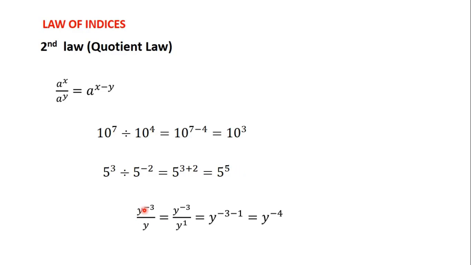If you have y exponent minus 3 divided by y, we know that this is the same as y exponent minus 3 divided by... any number that you see that doesn't have an exponent, it means the exponent there is 1. So there is no exponent on y here. It means it's raised to the power 1, or the exponent is 1. So this is the same as y exponent minus 3 divided by y exponent 1. We subtract the exponent of the denominator from the exponent of the numerator, and this will give us y exponent minus 3 minus 1, which is y exponent minus 4.